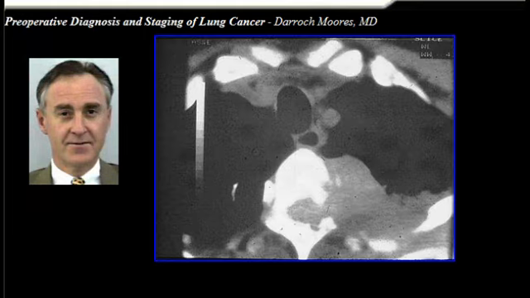If the tumor abuts the spine, it may or may not involve it. MRI may be better than CT scan for involvement of the spine. However, that's controversial. However, if the tumor does invade the spine, as you can see on this slide, there's no question that this is a T4 tumor.